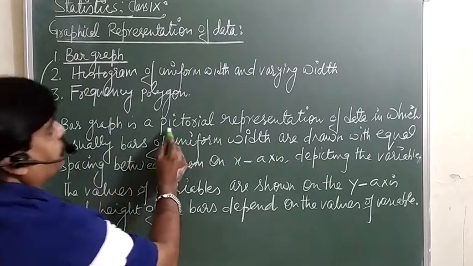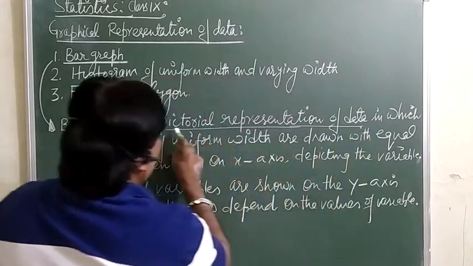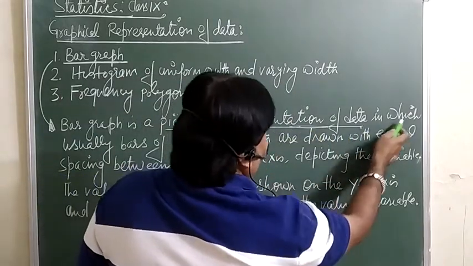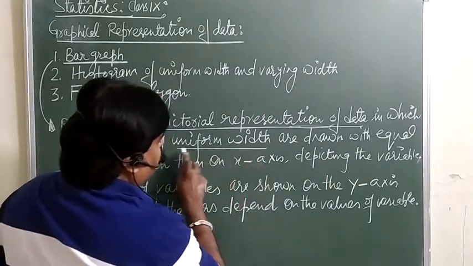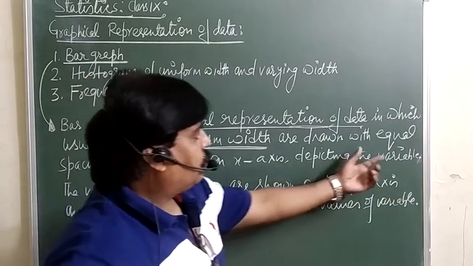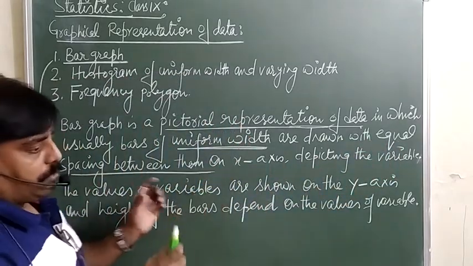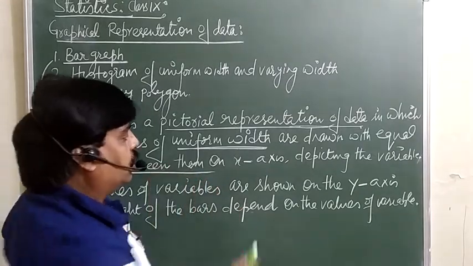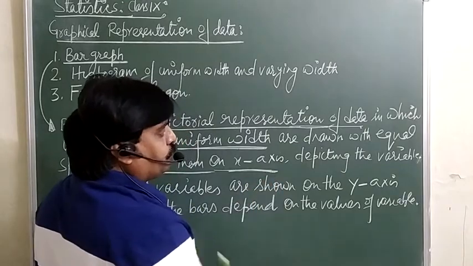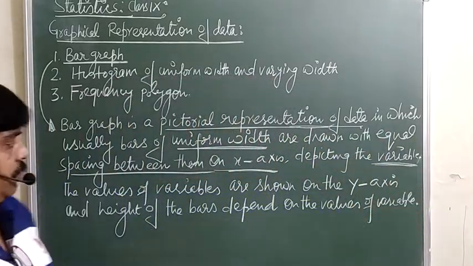A bar graph is a pictorial representation of data, nothing else, in which usually bars of uniform width are drawn with equal spacing between them. This is the important point. There should be equal space between the blocks which we are taking on the x-axis, which is going to depict the variables, whatever information is given there.